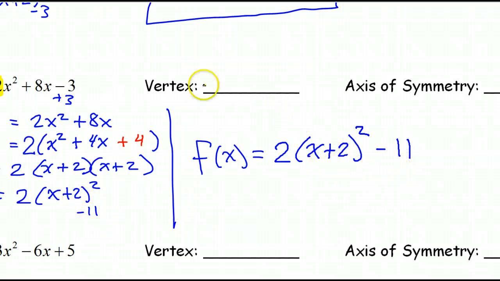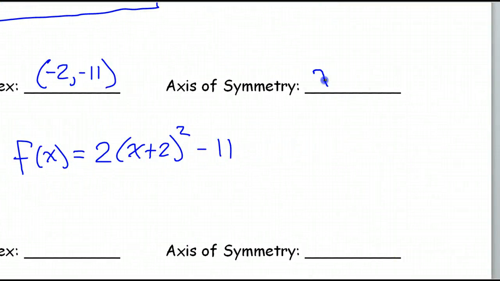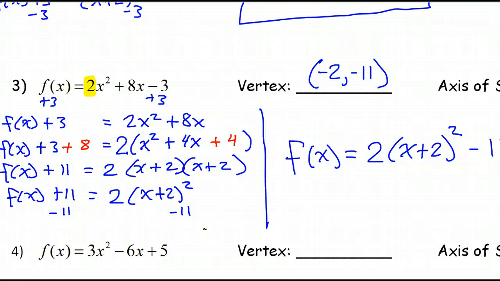Again, the vertex is easy to spot. It's the opposite of this one, comma this one. So that's -2, comma, -11. And the axis of symmetry is always x equals something. Well, there it is, x equals -2. Okay, let's try number 4.